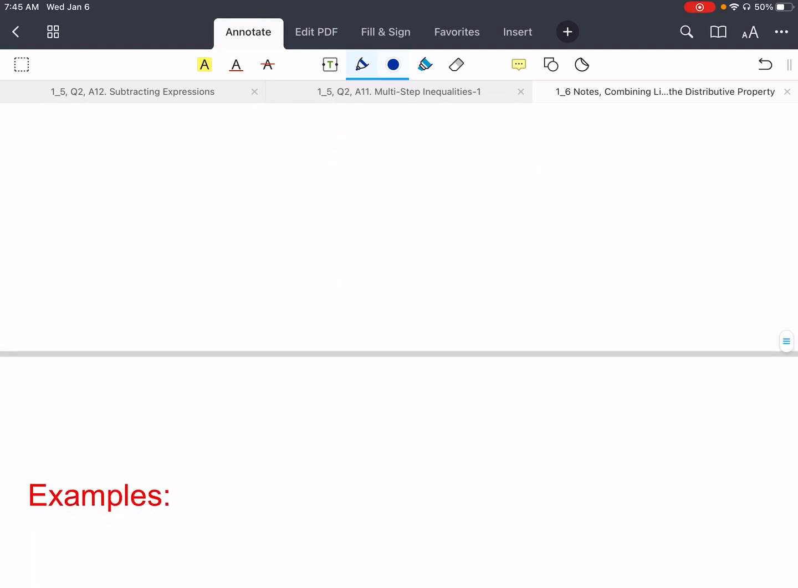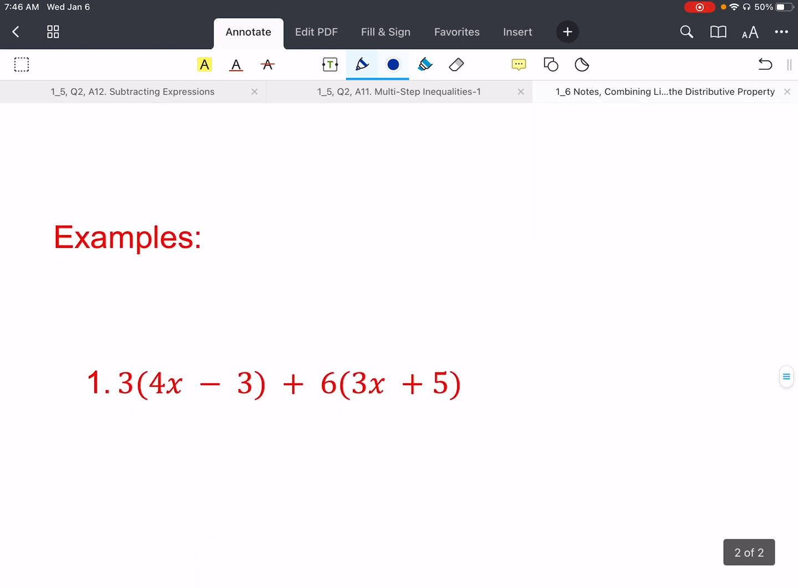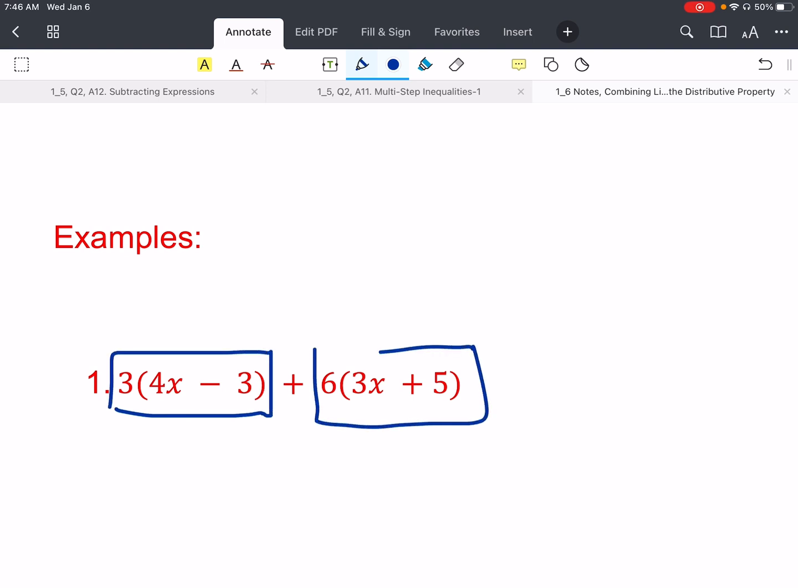All right, a couple examples that look like problems from your assignment. So we have two sets of terms, and we're going to be using the distributive property for both of them. You don't need to put the boxes around. I just said that for no reason at all.